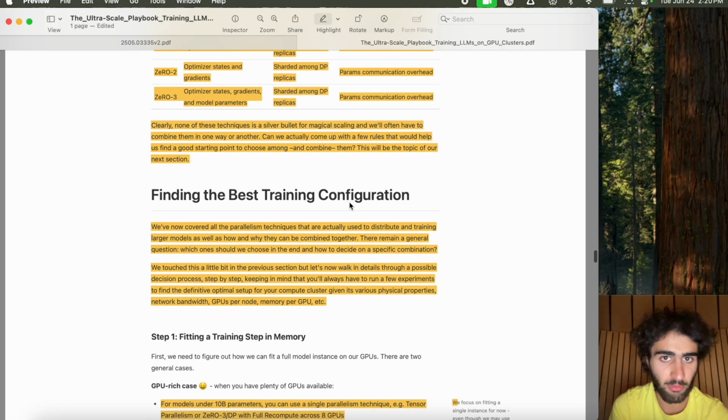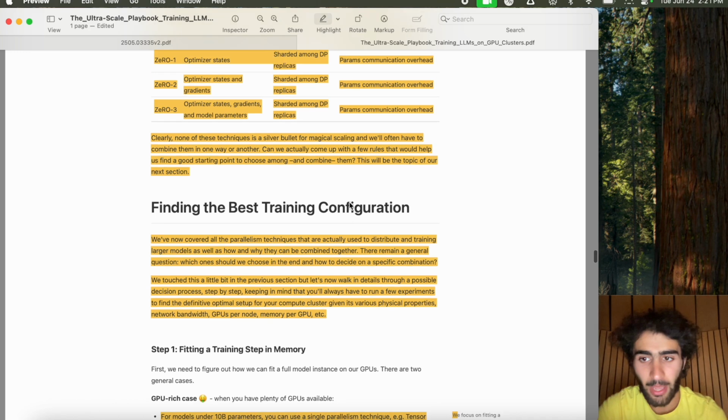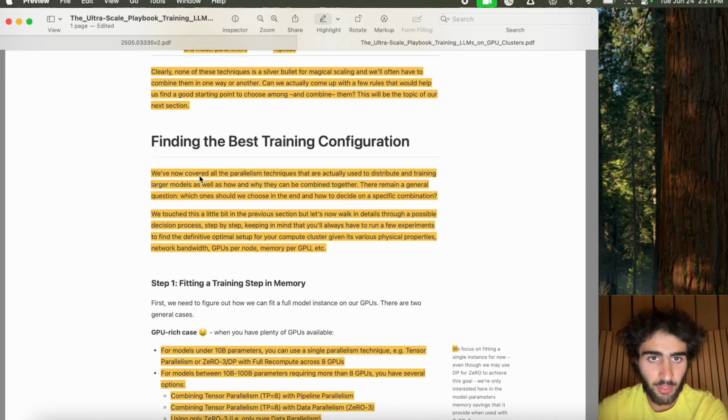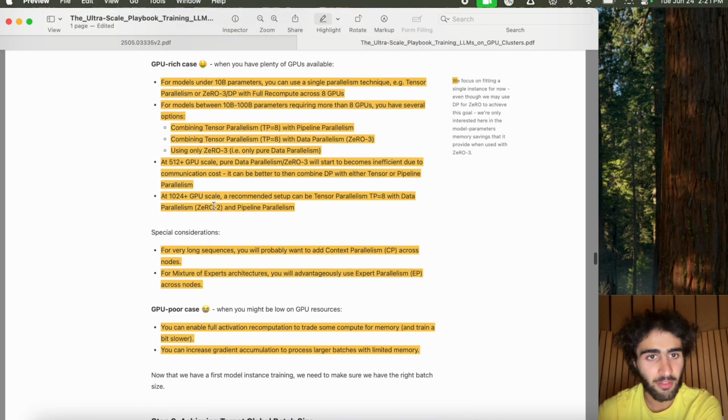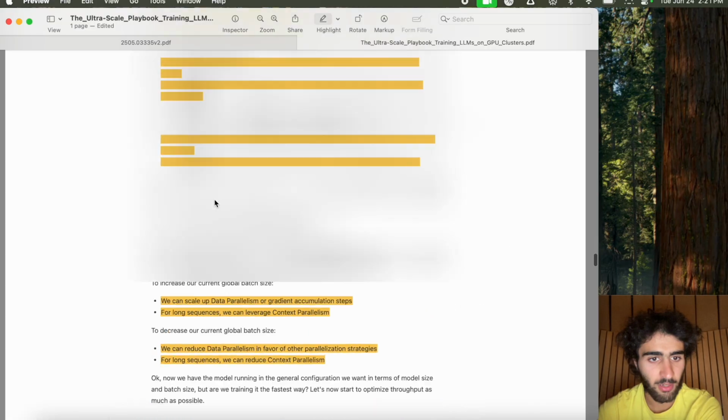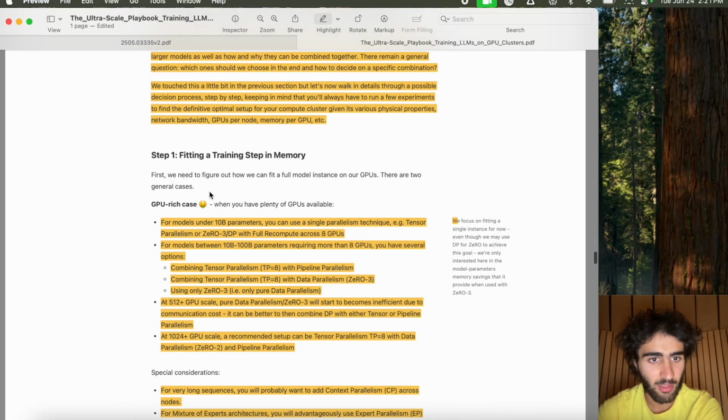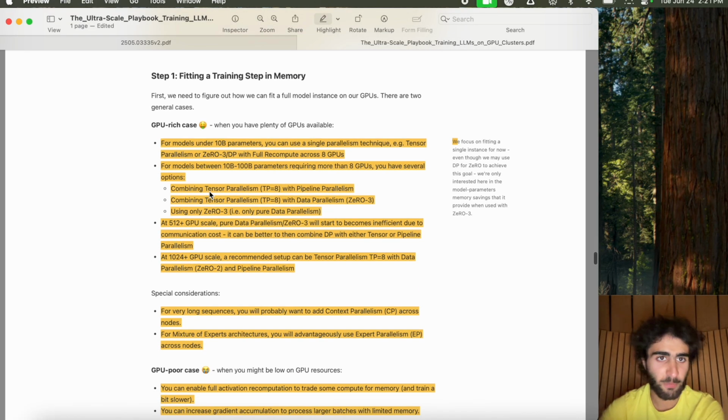And now we're going to talk about what type of methods and heuristics you can use to combine our different parallelism techniques. To find the best training configuration, we have a 3-step process, if I'm not mistaken here. So let's read what they have to say. The first step is split up into a GPU rich and GPU poor case. And this is just to say how many GPUs we have, because if you don't know how many devices you're training with, then it's kind of hard to get your hyperparameters set up.